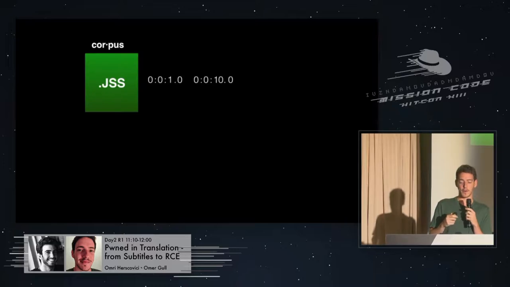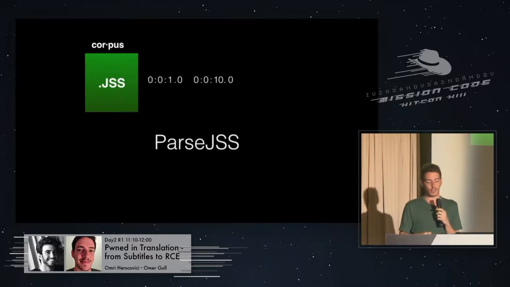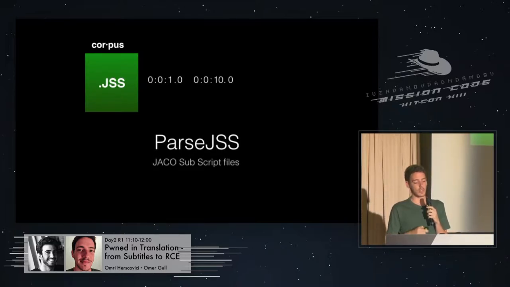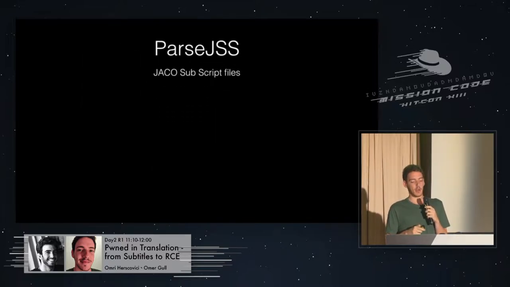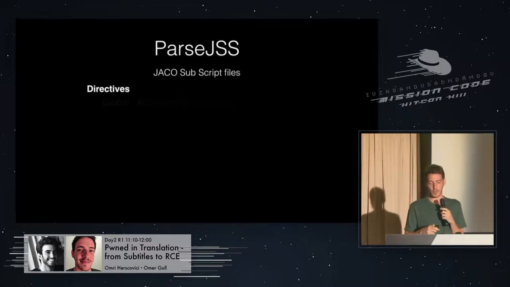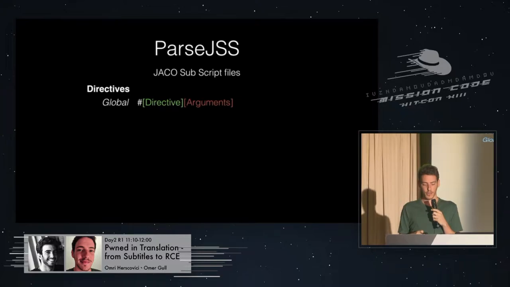And JSS stands for JACOsub script files. This is a very flexible format, allowing for some really interesting functionality. It relies heavily on directives. Directives are a series of character codes strung together, and they determine the subtitle's position and font and color and so forth. They come in two forms. First, there's the global directive that will affect all lines below it in the text file, and there's the inline directive affecting only the current line.